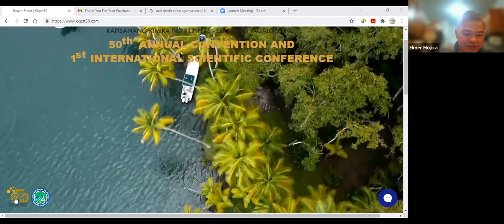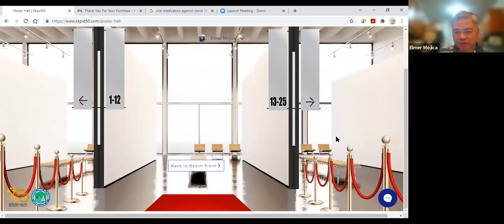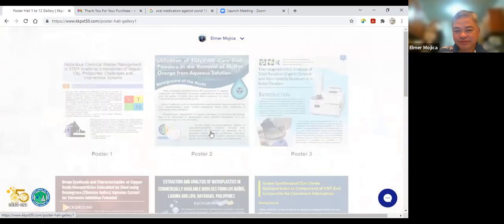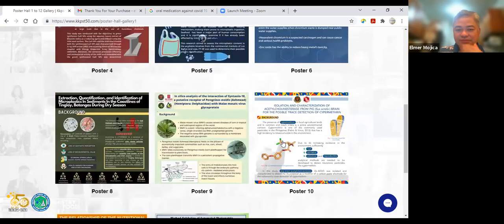Now, I would suggest, since lahat kayo, kung paano man yung thesis na gagawin nyo, I want you to go. Teka, isi-share ko sa inyo. I hope you're able to go here in this site. Yeah, the beachfront, like this one. So pag pumunta kayo dito, kita nyo to, poster hall. Do you see what I'm seeing right now? So here. Most of these are just, I think, BS thesis.